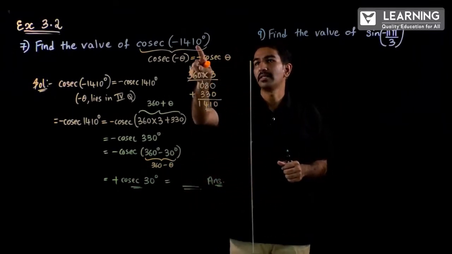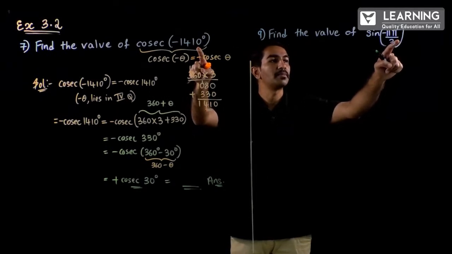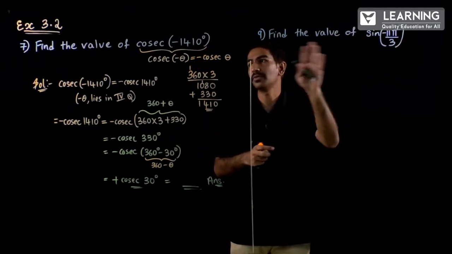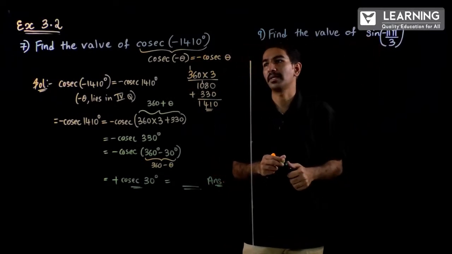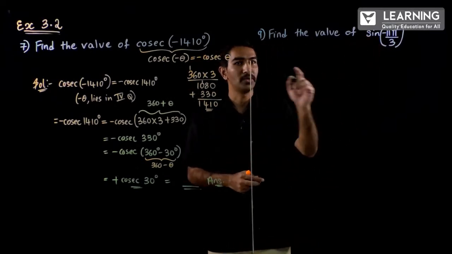Here it was given in terms of degrees, right? Now here it is given in terms of radians. Same thing we'll be using. However, we have solved this problem in a very similar manner, and we'll solve this problem as well. Okay, let us start with the solution.